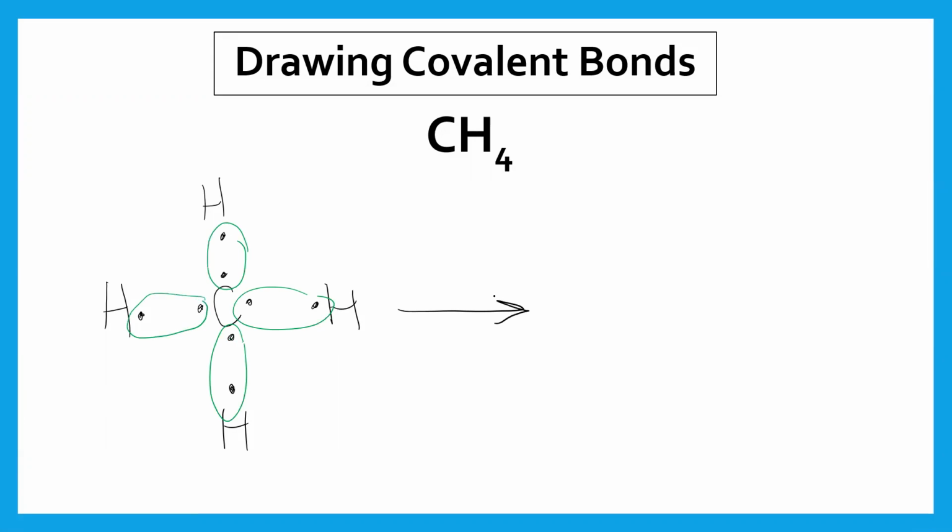So if I clean this up, every circle is going to become a line. So now I have a single bond between the left H and C, a single bond between the upper H and C, a single bond between the right H and C, and a single bond between the bottom H and C. Okay? Each H only has one line attached to it, so that's 2 dots for each H, or 2 electrons for the octet. And then the C has 4 lines coming from it. Each line is 2, so 2, 4, 6, 8. So that is drawing covalent bonds.